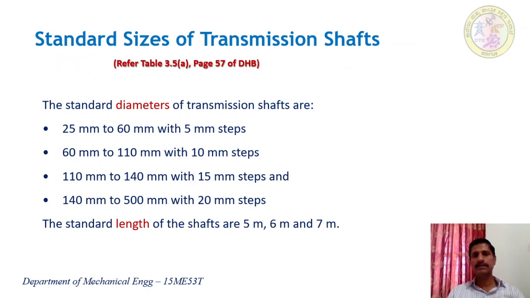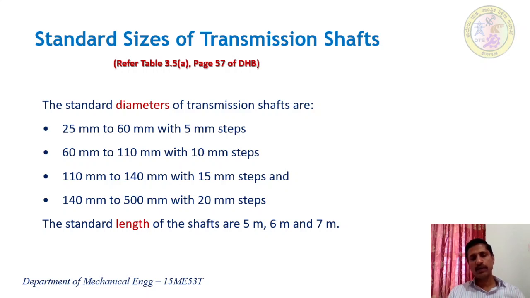Next is standard sizes of the transmission shafts. So when it comes to the standard sizes of the transmission shaft, they are available in different sizes. From 25 to 60 millimeter, it is having steps of 5 millimeter. From 60 millimeter to 110 millimeter, it is having a step of 10 millimeter.